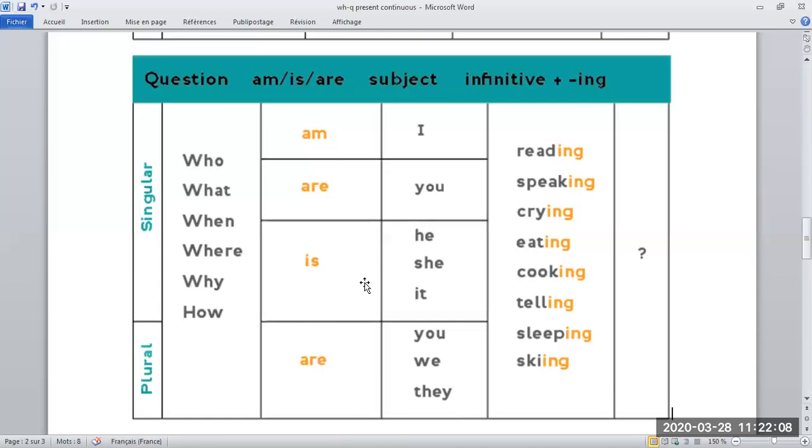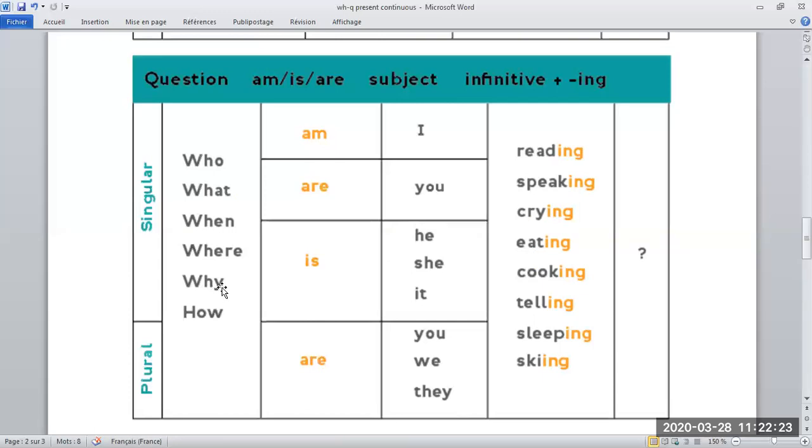Where is she sleeping? Where is he sleeping? Where we use it to ask about the place. Where is he sleeping? Good.